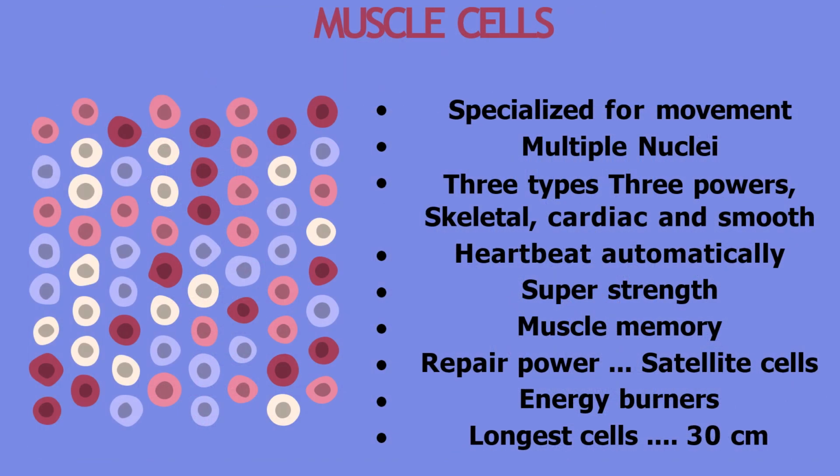Muscle cells, also known as muscle fibers, are highly specialized for movement and force generation in the body. They are unique because many of them contain multiple nuclei, allowing efficient coordination of large, energy-demanding contractions. There are 3 types of muscle cells, each with its own power: skeletal muscle cells, which are under voluntary control and give us strength and posture; cardiac muscle cells, which contract automatically to keep the heart beating without rest; and smooth muscle cells, which control involuntary movements in organs like the stomach and blood vessels. Muscle cells are true energy burners, packed with mitochondria to meet high energy demands.